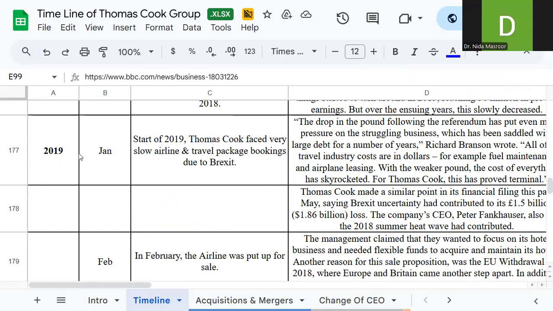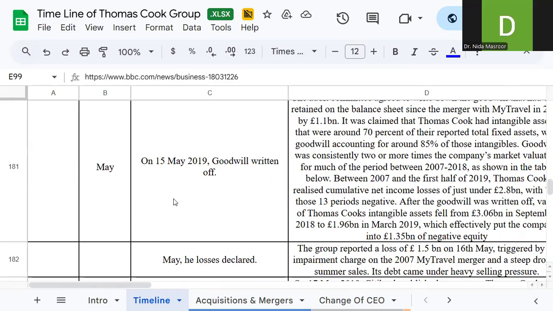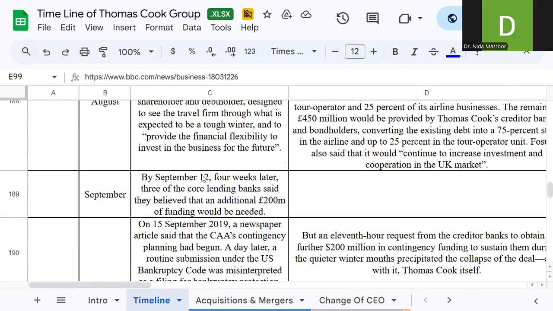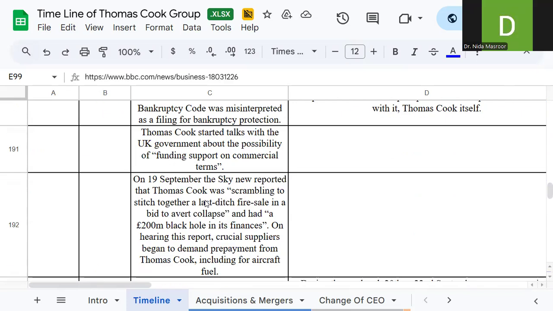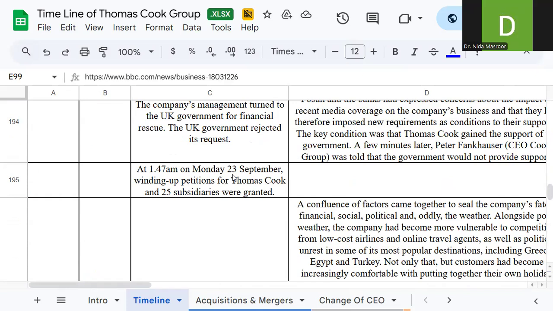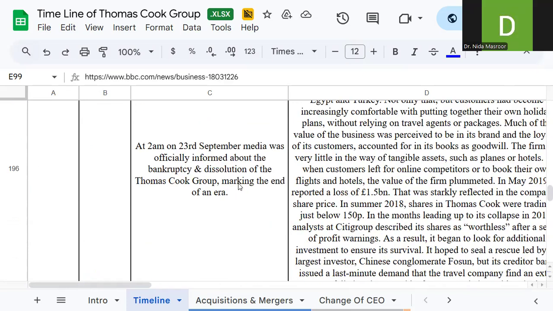As I mentioned earlier, when you get nearer to the base point of your case study, you have to report every incident, rather than on a yearly basis. You have to report it on a monthly basis, and at times on a daily basis. So that was the start of it: February, March, May, June, July, August, September, and in September you can see the 12th, 15th, 19th, and that was the end of it. On 23rd September, it went bankrupt.